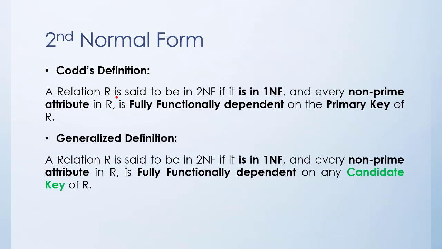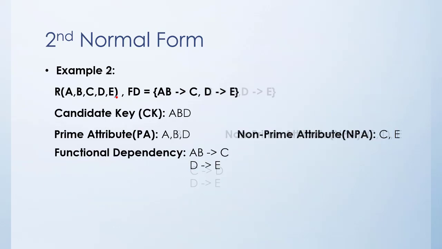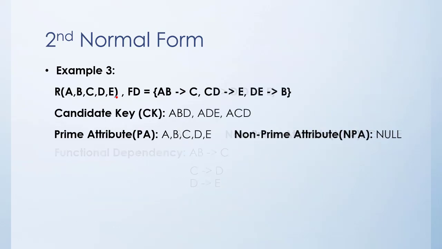As in this example, there is no non-prime attribute. Obviously, the relation R is in 2NF, because in 2NF we need to consider the fully functional dependency of the non-prime attributes. Here there is no non-prime attribute, so we do not need to consider anything. So the relation R is in 2NF.